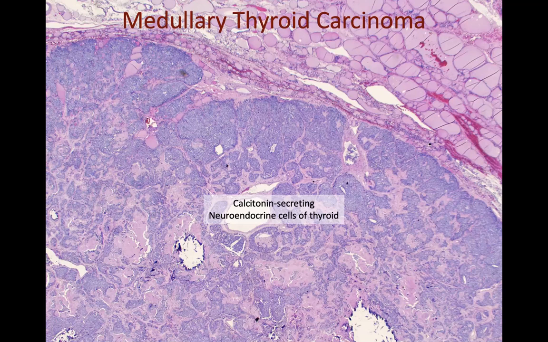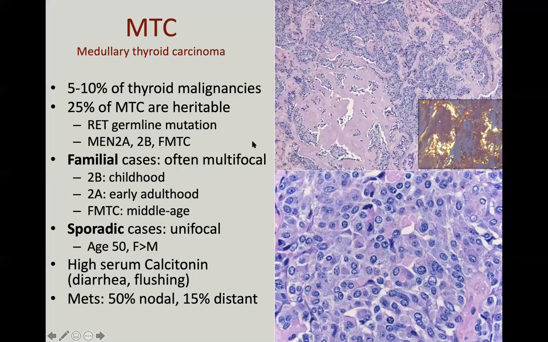Serologically, medullary should have very high serum calcitonin. Medullary is a low percent, 5 to 10 percent of thyroid malignancies. Only about a quarter are familial or heritable. Most, 75%, are actually sporadic. So as you can imagine, the sporadic tend to be unifocal and happening in older patients. The familial tend to be multifocal and happening in younger patients.